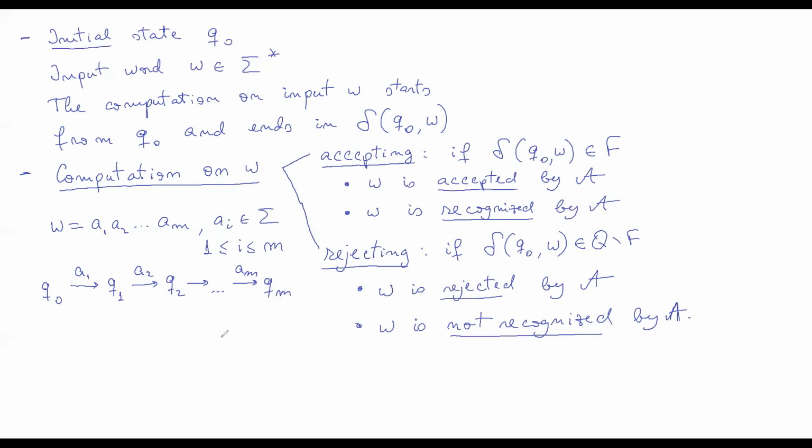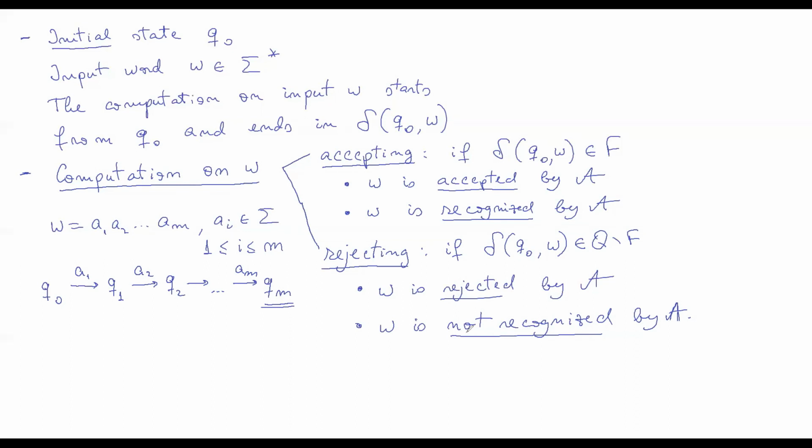And the idea is that you have done a computation. You went from state Q0 to state QM, and then you are checking if this QM is a final state. Then you will say that this is an accepting computation, and you say that W is accepted by the automaton, or that it's recognized by the automaton. But on the contrary, if QM is not a final state, is not in F, then you will say that W is rejected by A, and that W is not recognized by A.